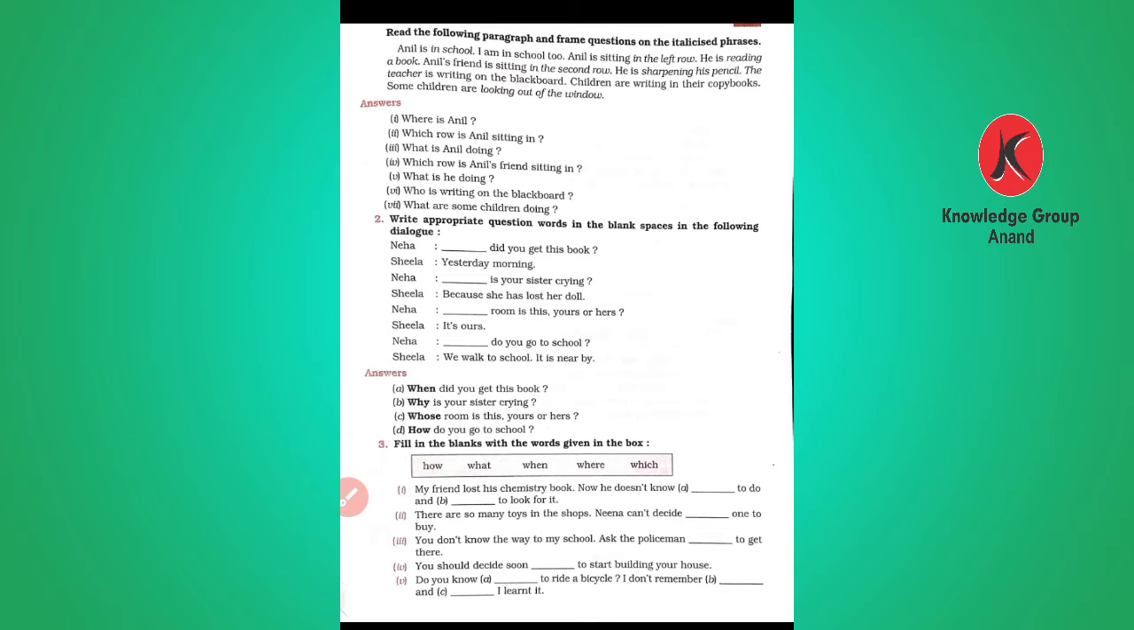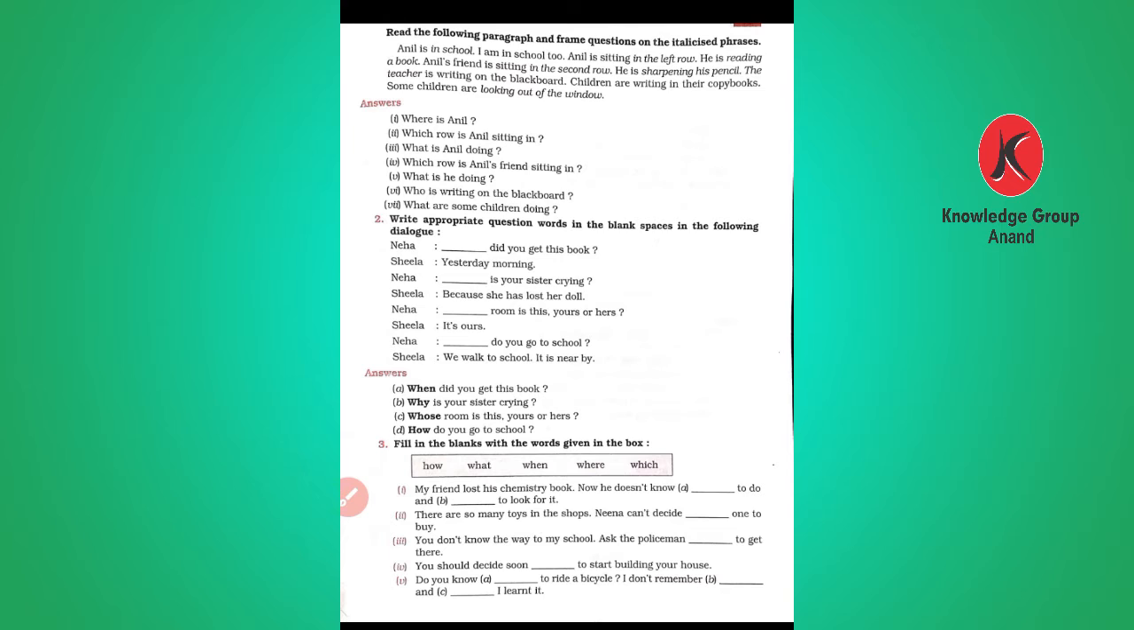Okay? So here there are the answers. How to ask questions, WH questions. So, where is Anil? Anil is in the school. Which row is Anil sitting in? Anil is sitting in the left row. What is Anil doing? Anil is reading a book. Which row is Anil's friend sitting in? Anil's friend is sitting in the second row. What is he doing? He is sharpening his pencil.